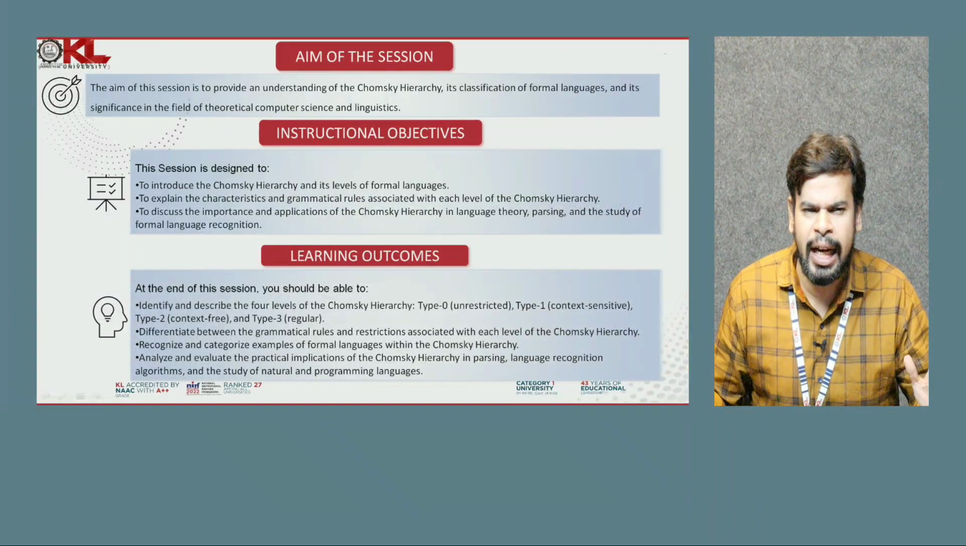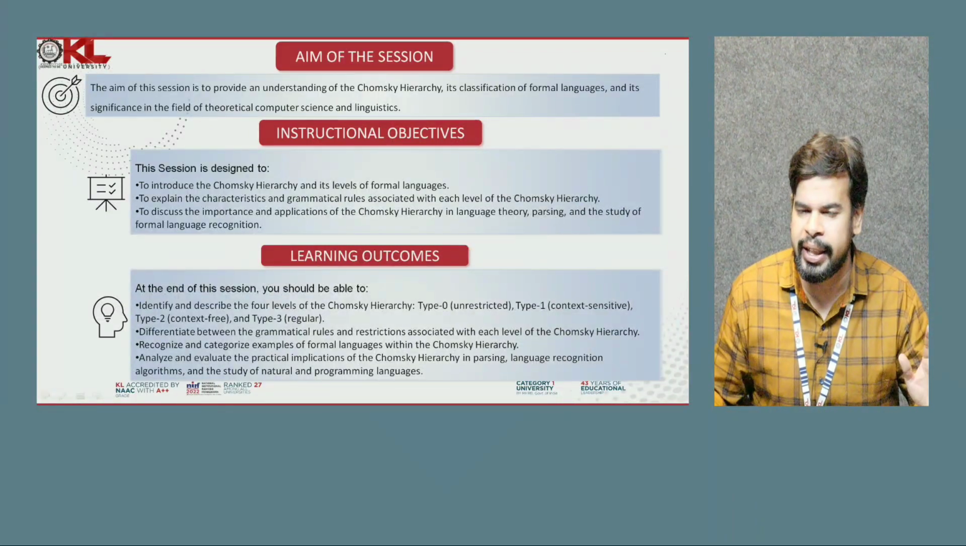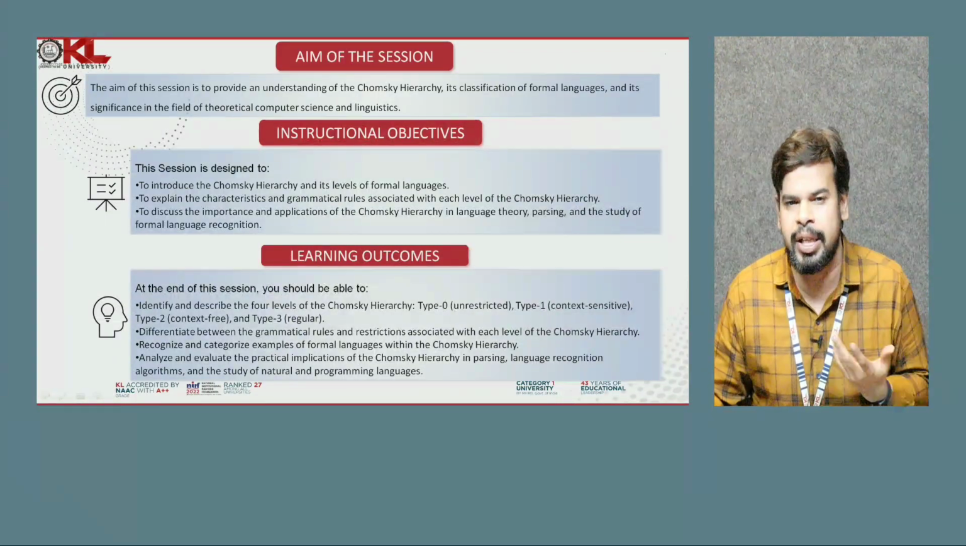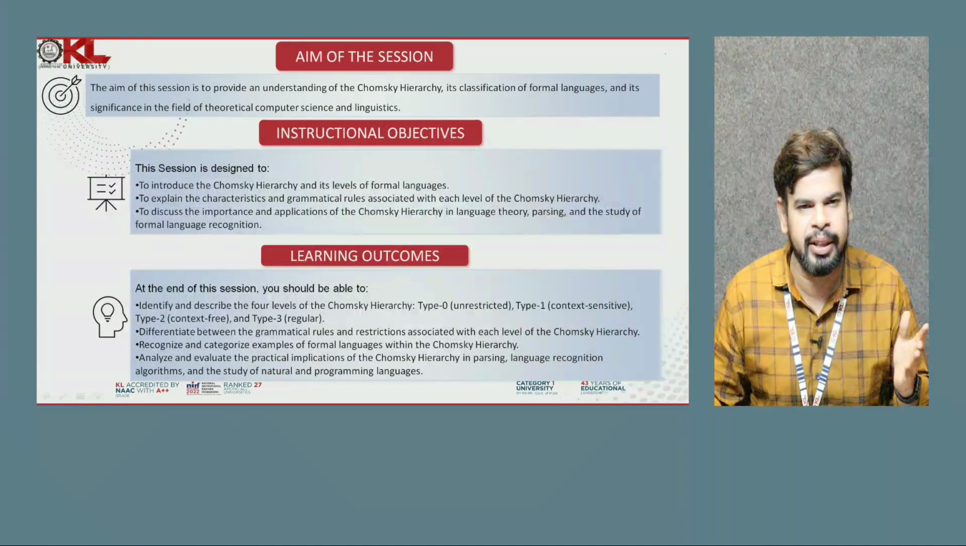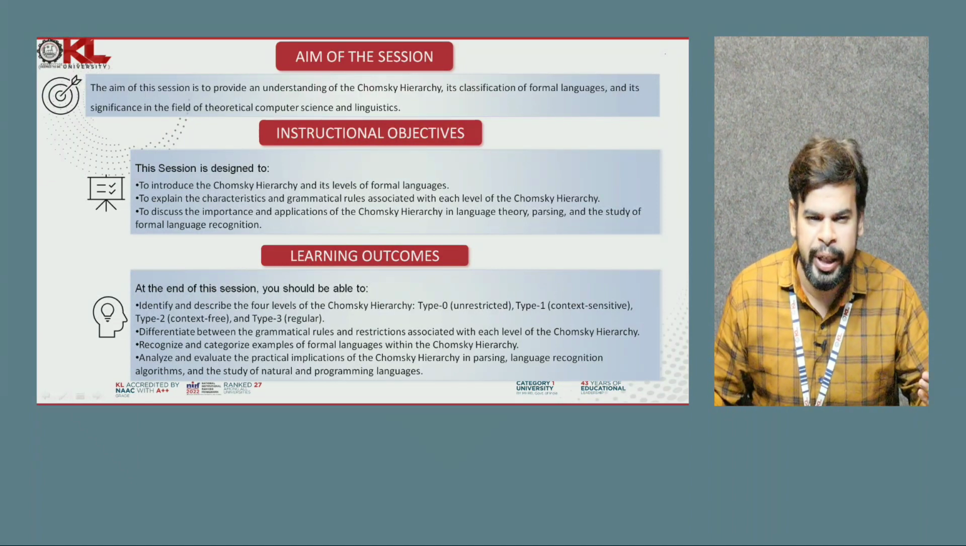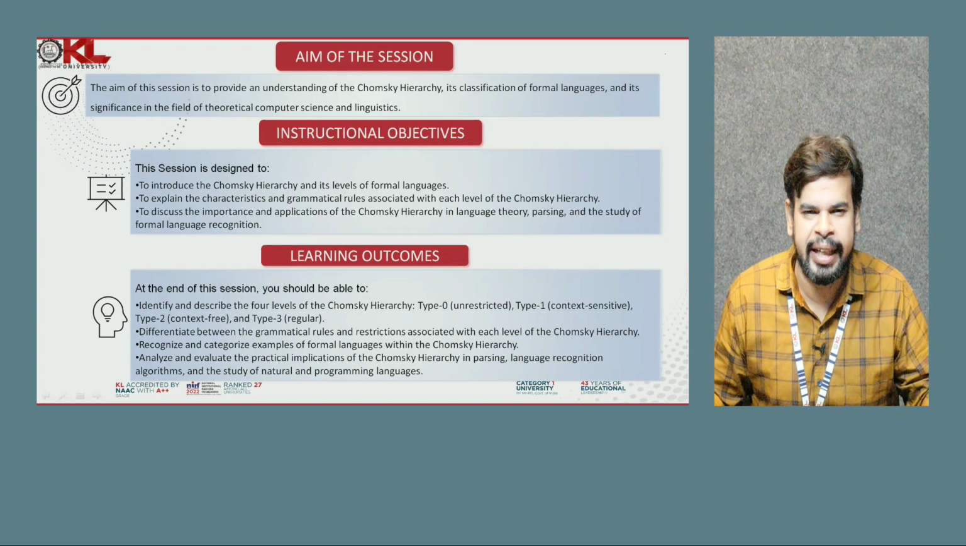Now, the learning outcomes will be that the Chomsky hierarchy does have certain levels, right? I will be trying to explain each level, which are type 0, type 1 and so on. And we need to explain with the help of examples.